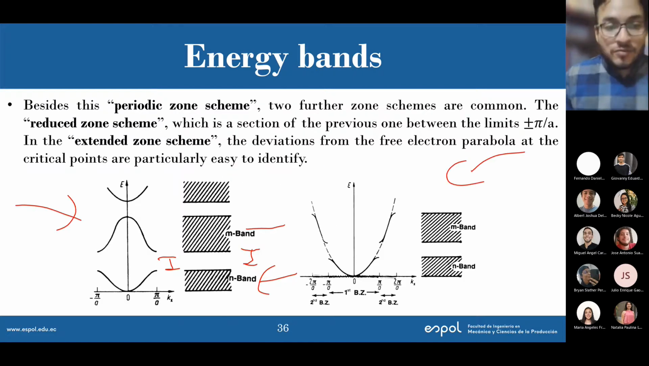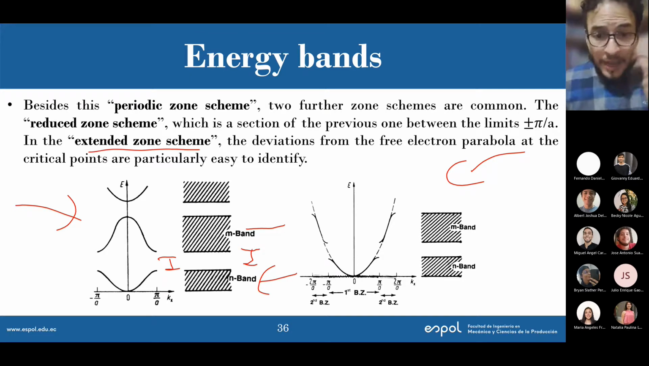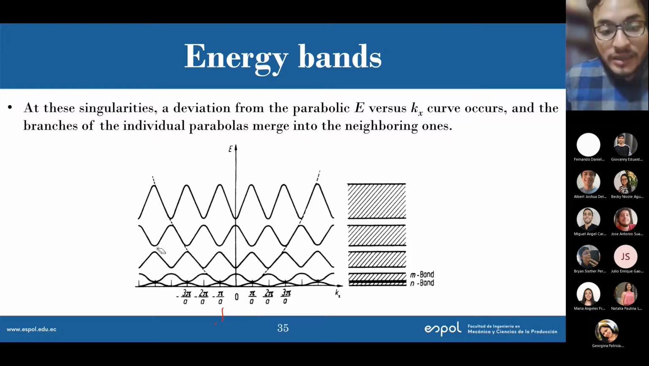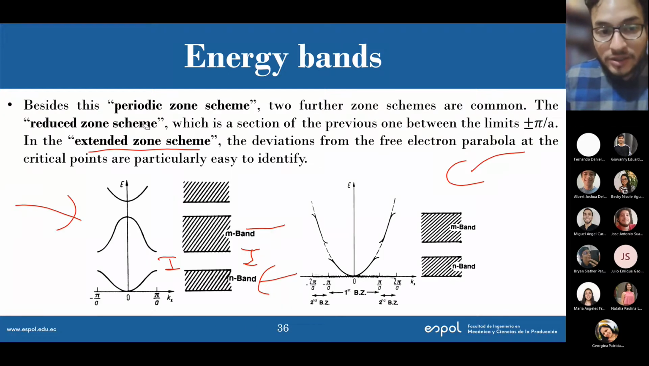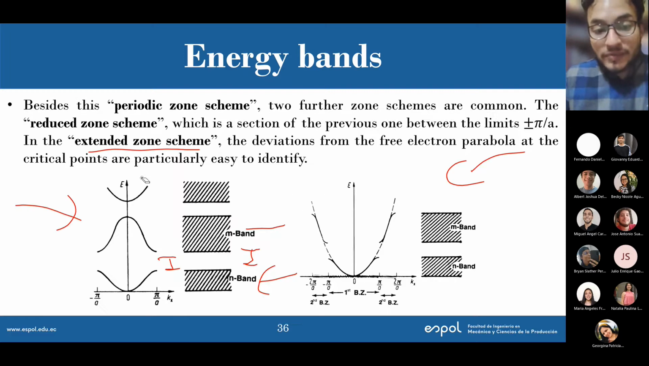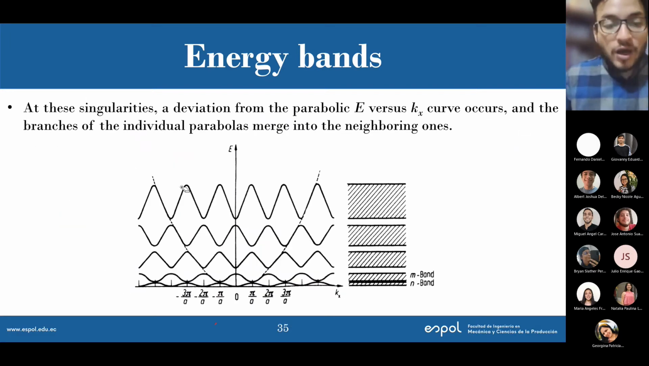Now, what about this? This is another way of representing it, another scheme. It's called the extended zone scheme. This makes it easier to visualize how this continues. Basically, in the extended zone scheme, everything is coming out of this graph, the periodic zone scheme. These two zone schemes are coming out of the periodic one.